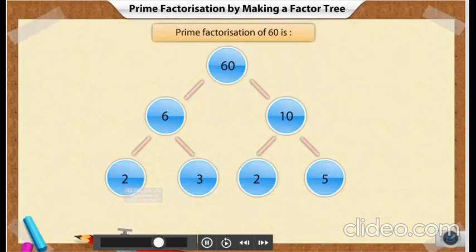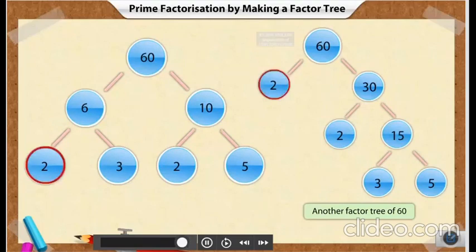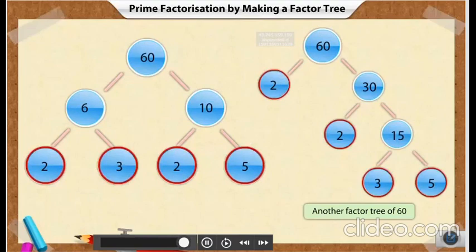Thus, the prime factorization of 60 is 2 times 3 times 2 times 5. Arranging these factors in increasing order, we get the prime factorization of 60 as 2 times 2 times 3 times 5. Different factor trees can be created for the same number. For example, this is another factor tree for the number 60. You can see that both the factor trees give the same prime factorization of 60.